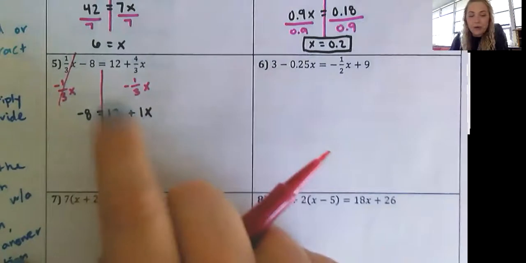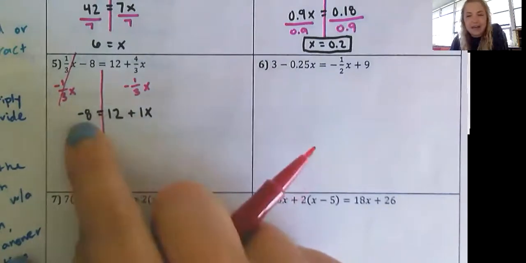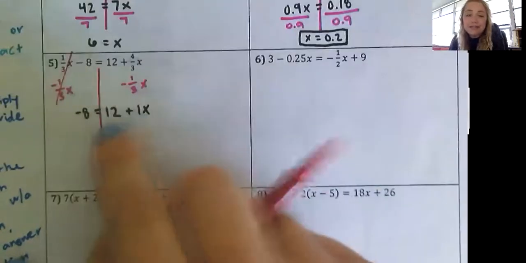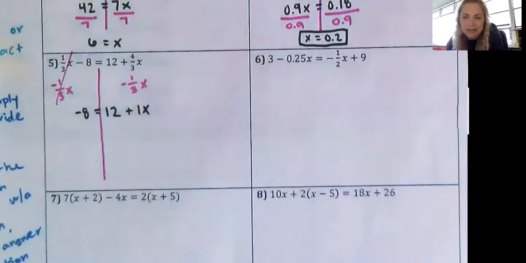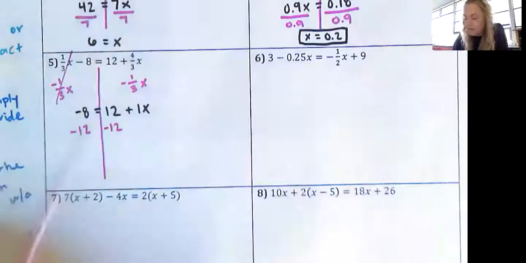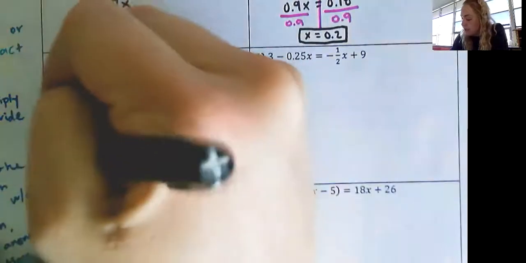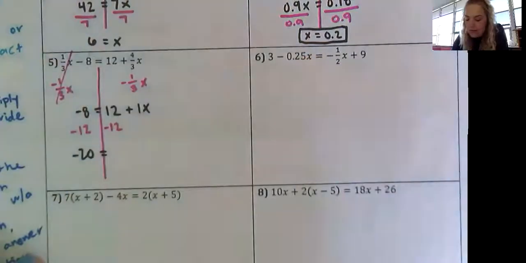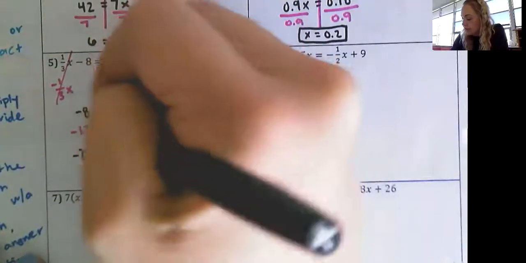Okay, let's get rid of this 12 now. The reason I'm getting rid of the 12 and not the 8 is because the 12 is on the same side as the x. Moving the 8 would do nothing to get closer to being alone. So subtract 12, subtract 12. Negative 8 minus 12 is negative 20 equals, I'm not writing 1x, I'm just gonna say x.